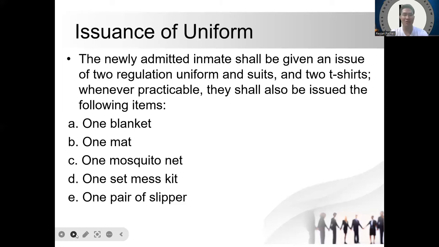Okay, so yung newly admitted inmate class will be given an issue. Of course, one blanket, one mat, one mosquito net, one set mess kit, and of course, one pair of sleeper. Aside from that, merong regulation uniform and suits kung whether tangerine, blue or what they call brown na uniform para sa kanya. And of course, dalawang t-shirts whenever practicable and of course, yung so on.